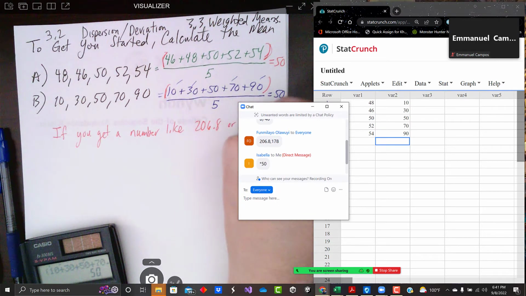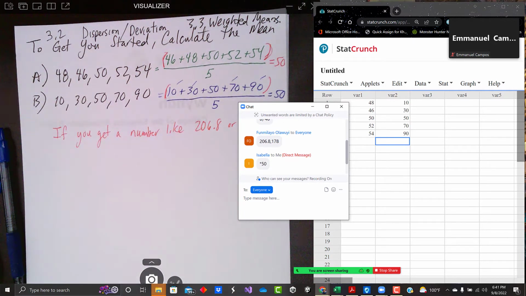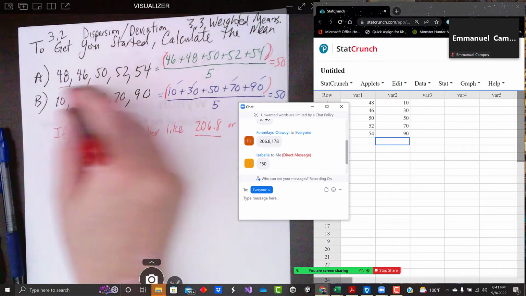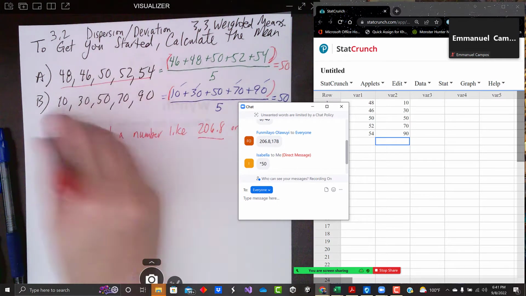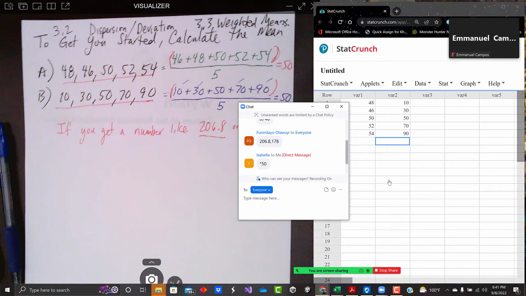So if you get a number like 206.8 or 178, I want you to take one look at something. The mean is the average value, and I can look right away and see that 206.8 is larger than any value in A, and 178 is larger than any value in B. There's no way it can be the mean. So it will give you a red flag if you know what mean means. It's the average, and so the average should be somewhere near the middle. It definitely can't be larger than the largest value.